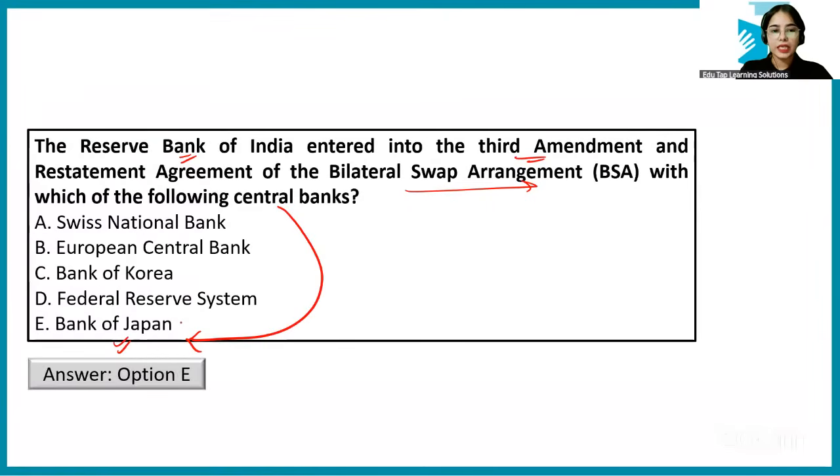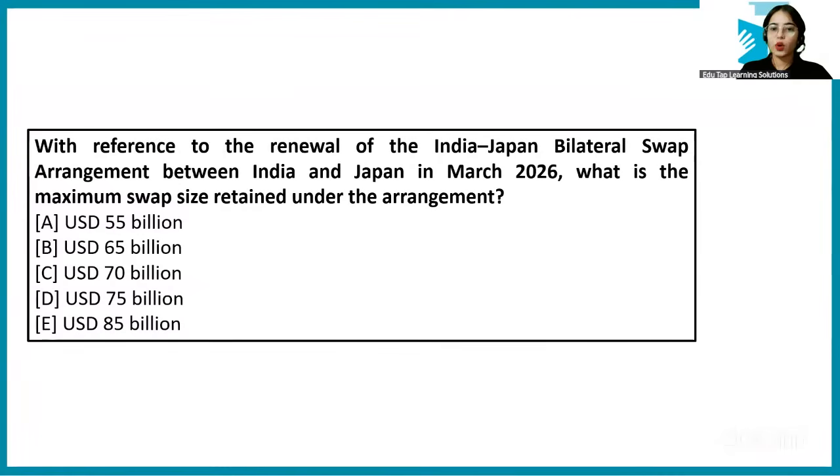Okay. Next question. With reference to the renewal of the India-Japan bilateral swap arrangement between India and Japan in March 2026, what is the maximum swap size retained under the arrangement? It is correct, $75 billion. Okay, so here the amount is important as well as the central banks, they are important.